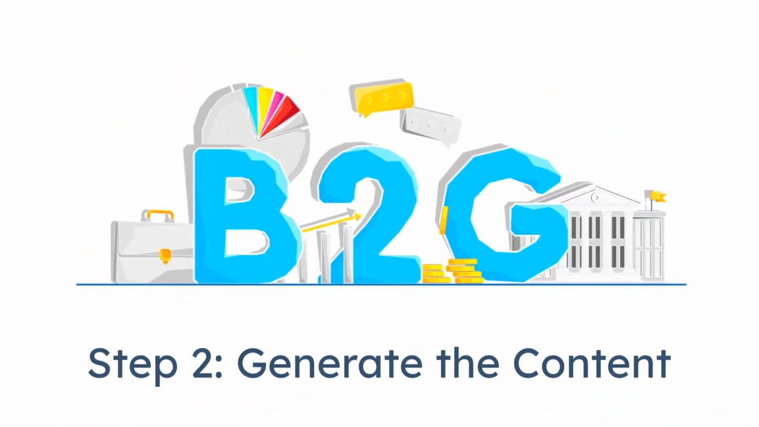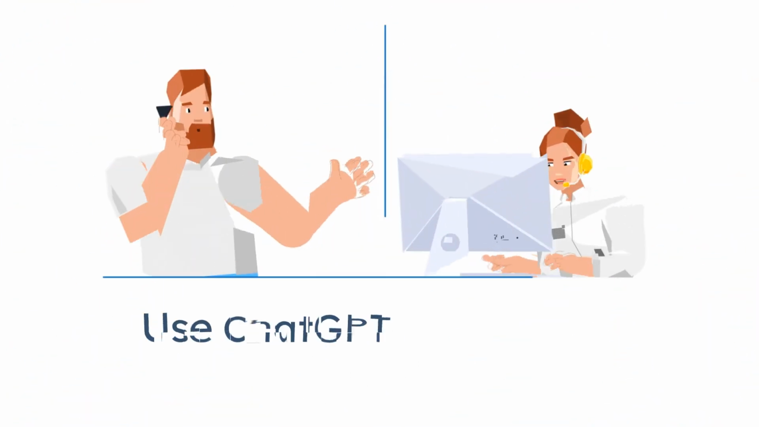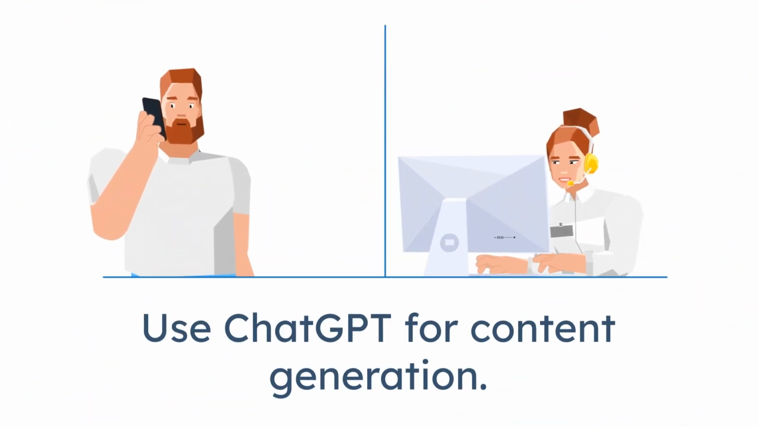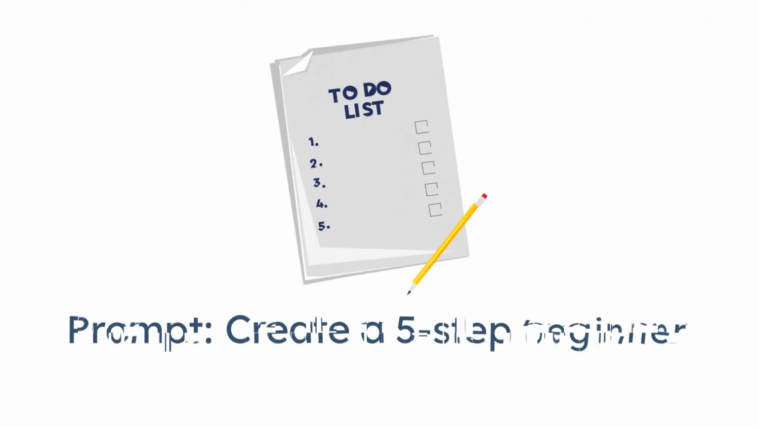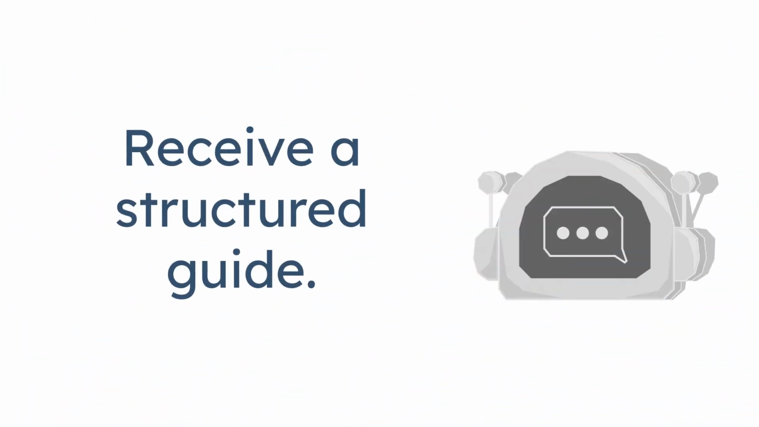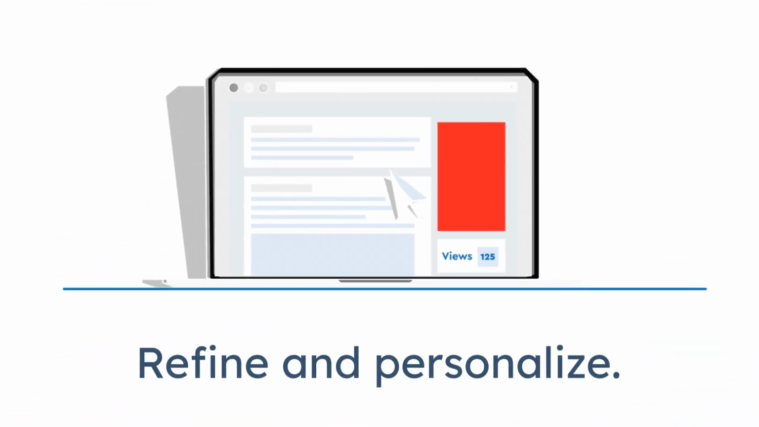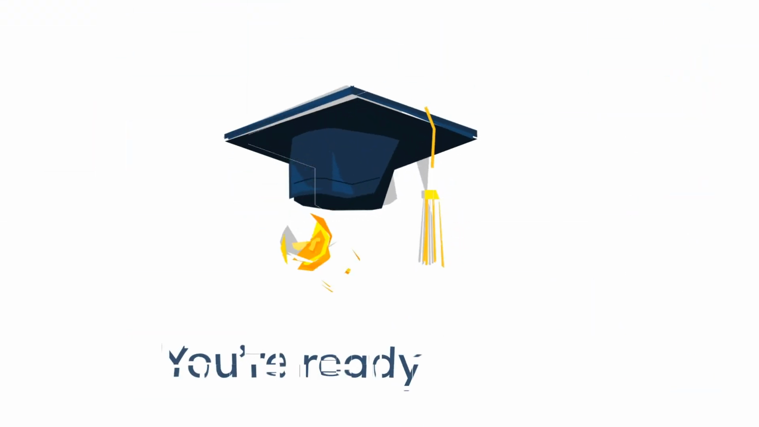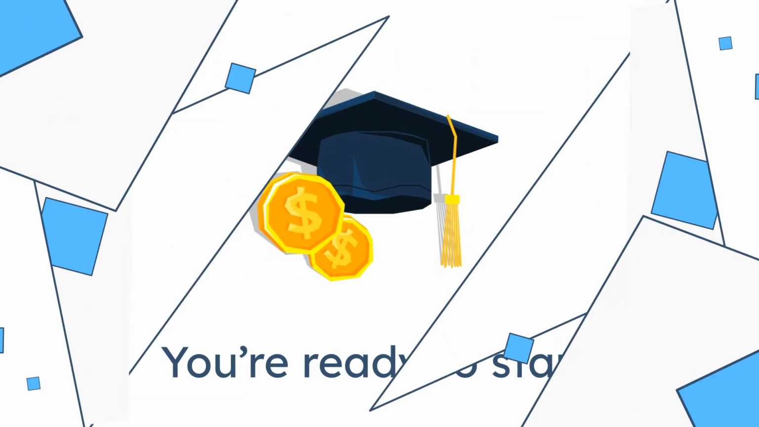Step 2, generate the content. Head over to ChatGPT and use this prompt. Create a 5-step beginner guide to improve focus and productivity using free tools. ChatGPT will instantly give you a structured, helpful guide. Refine the tone if needed, personalize it a bit, and aim for 5 to 8 pages total. That's all you need to get started.